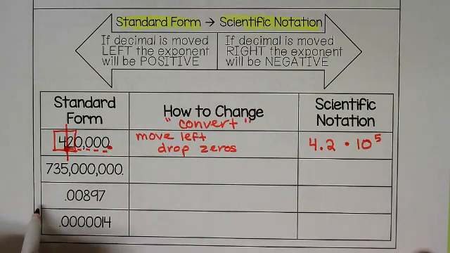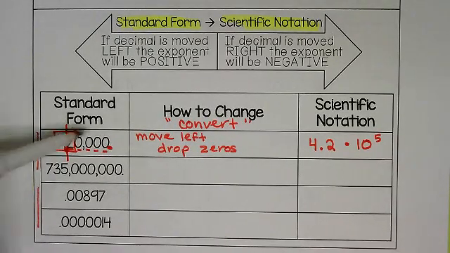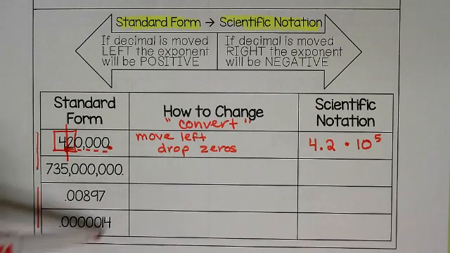And then I'm going to skip down to this one. Okay, so you're going to notice the first two are similar and the second two are similar. So this is a very large number. This is a very small number. But if you notice, they're both long. They have lots of digits.